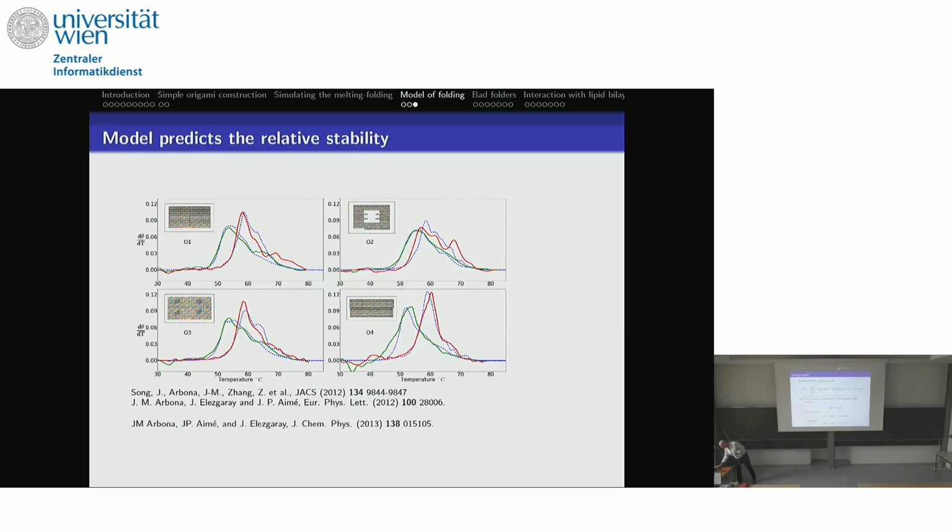Okay, so let's put everything together. You have the results here for 4 different origamis. Again, these are rectangular. For each one of them, you have the annealing curve and the melting curve. And you can see, this is the red and the green, that there is a lot of hysteresis in this process. And the dashed lines are the result of the model, okay?